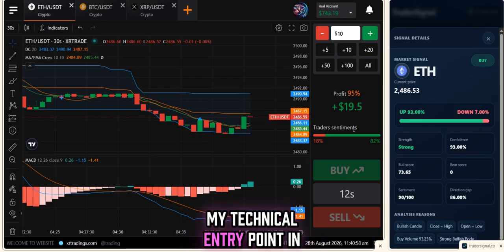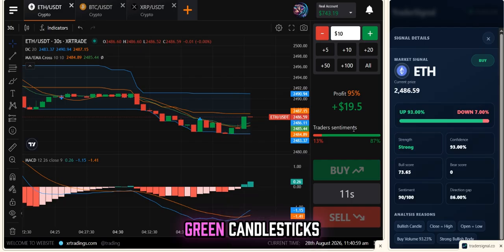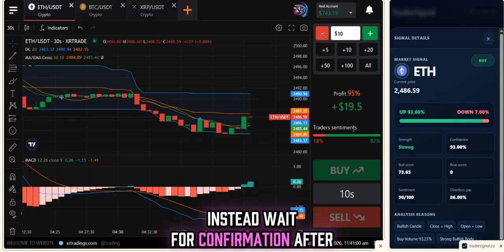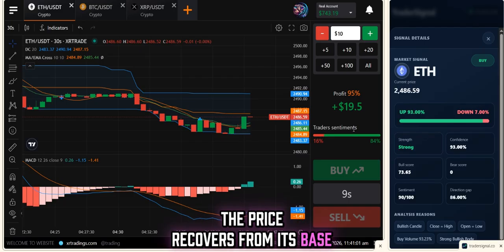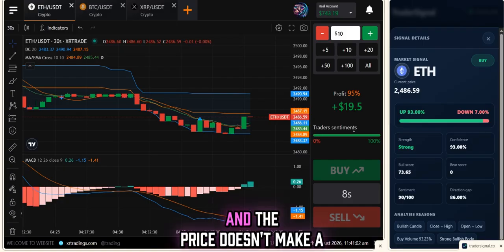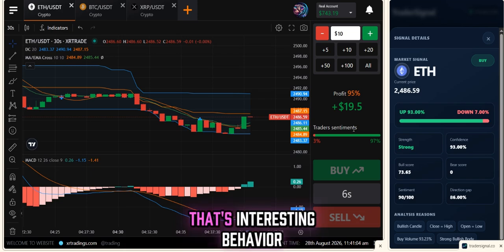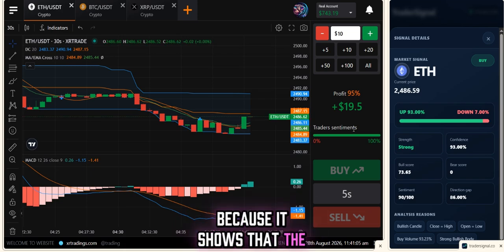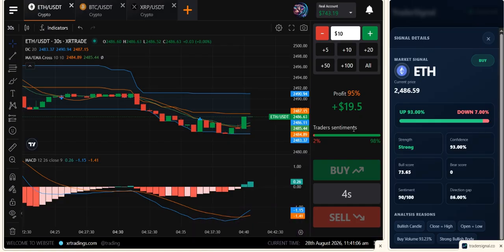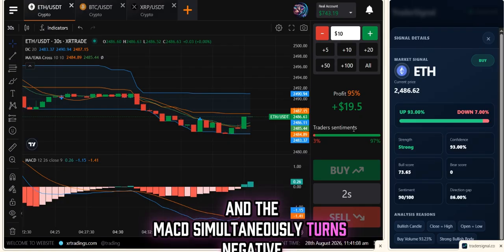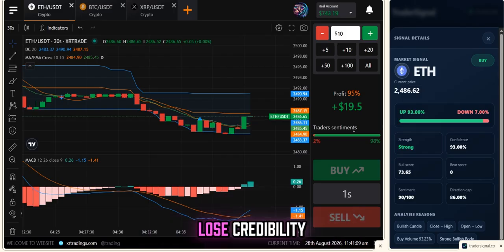My technical entry point in this chart isn't to rush in after the green candlesticks. Instead, wait for confirmation after the price recovers from its base. If there's a slight retracement and the price doesn't make a new low, then a green candlestick appears with increased volume. That's interesting behavior because it shows that the base is starting to find real support. Conversely, if the price falls back to make a new low and the MACD simultaneously turns negative, the recovery picture will start to lose credibility.